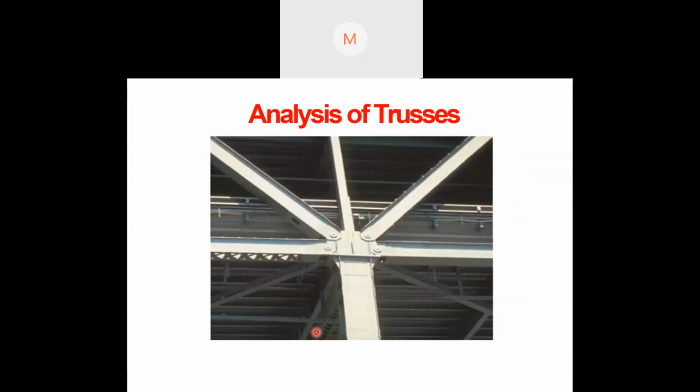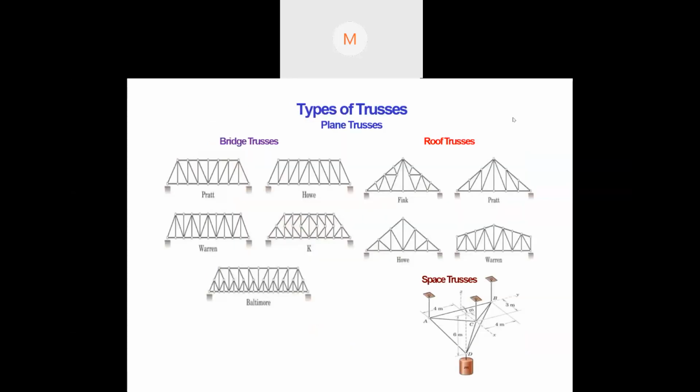Now, suppose there are different types. So what are the types? First of all, plain truss. We'll discuss the types in detail. So plain trusses are number one, bridge trusses, and number two, roof truss. In bridges, the trusses are looking in this manner. They are Pratt, Howe, Warren, K, and Baltimore.